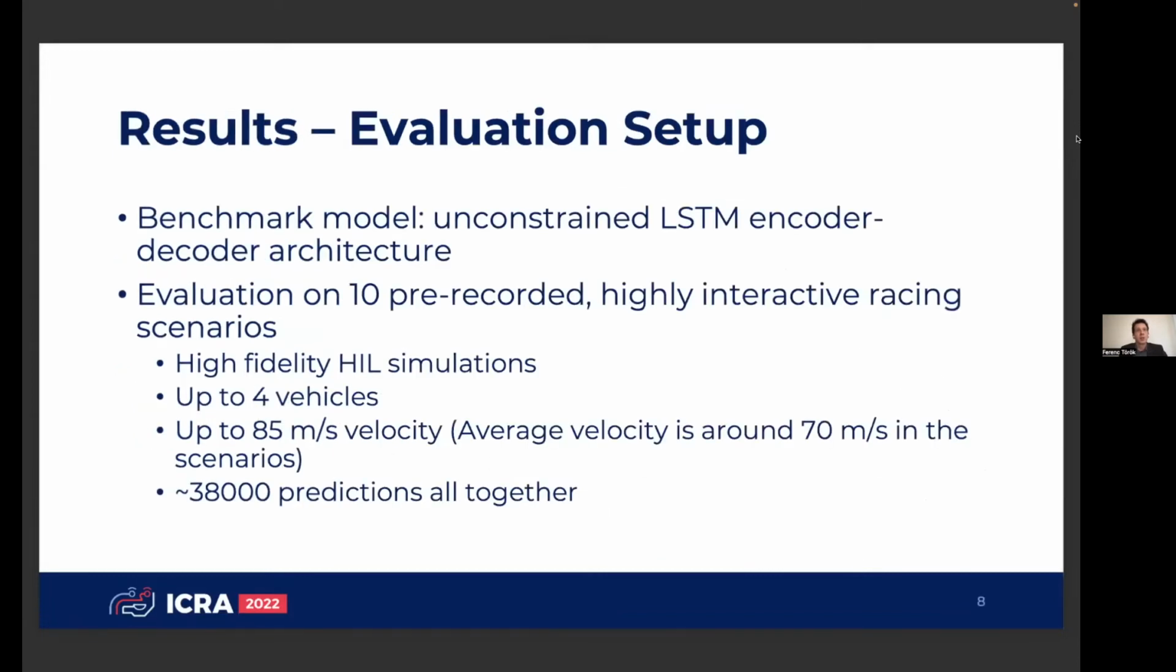To demonstrate the performance of our model, we compare its accuracy to an unconstrained LSTM encoder-decoder network. This model has the same encoder as MixNet, but its decoder is another LSTM network that directly outputs the trajectories. We carry out our evaluation on 10 pre-recorded highly interactive racing scenarios. These were recorded on our high fidelity hardware in the loop simulator with up to 4 vehicles at various velocities.